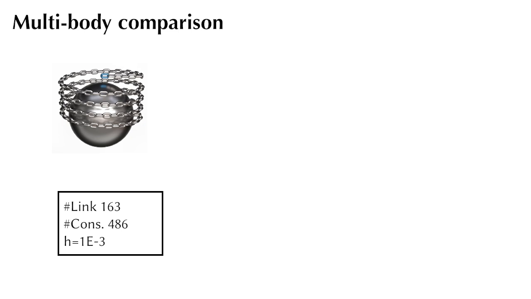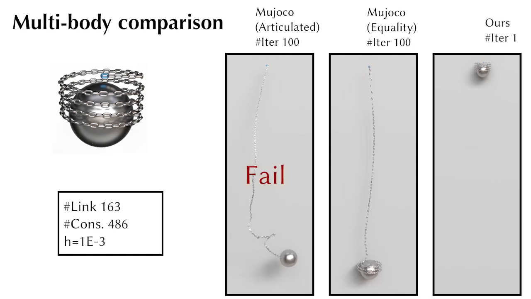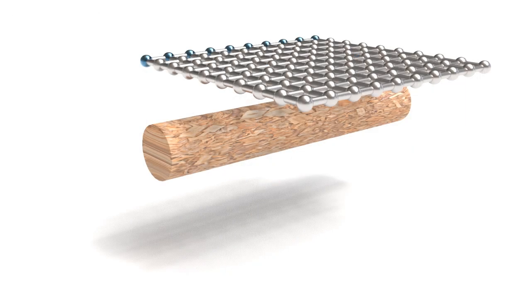Here we evaluate multi-body stability on a long chain with a heavy end mass released from a coiled configuration. The drop creates a strong impulse. With the same time step, MuJoCo's equality constraints show joint separation, and its articulated model becomes unstable and fails with NaNs. Our method stays stable in a single iteration, and it exactly satisfies all joint constraints throughout the motion.